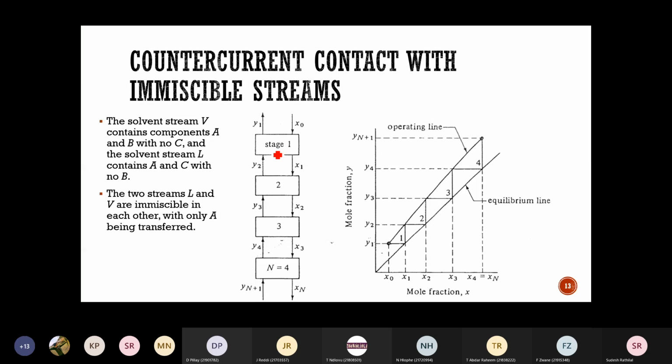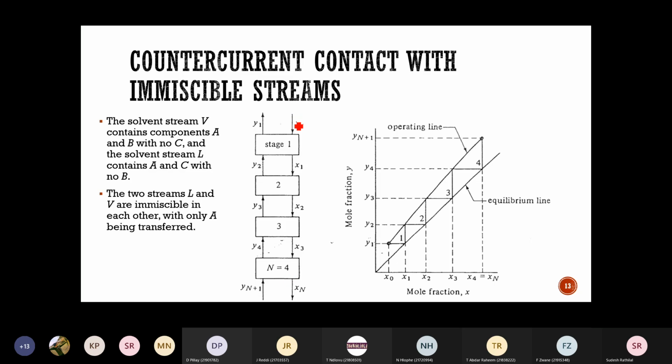Representing 4 stages. There's stage 1, 2, 3, and 4. Okay, the same convention, same symbols that we use apply here as well. So let's look at this.